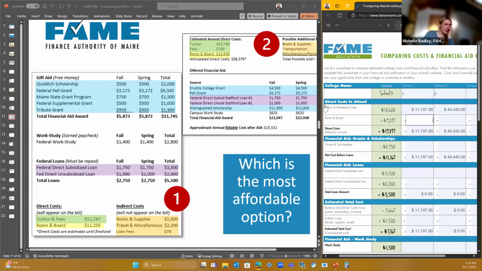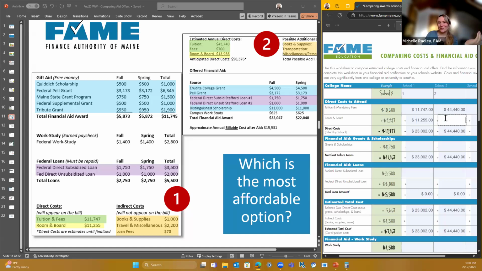And then after that, we can go and retrieve the numbers for room and board. So for school 1, that's in yellow, it's $11,255. What that'll do is you can see right here in the direct cost line, which is denoted by the billed by school line, it'll tell you exactly what you're looking at. So that is $23,002. Really great, because you can have a look at that and see, before we even enter the room and board on the other one, what we're looking at price-wise. So it's just a really good practice.